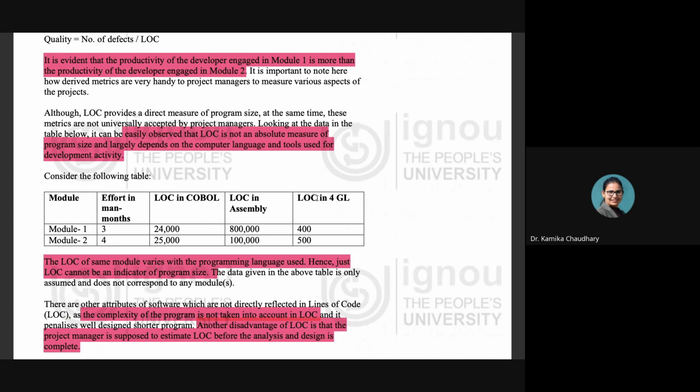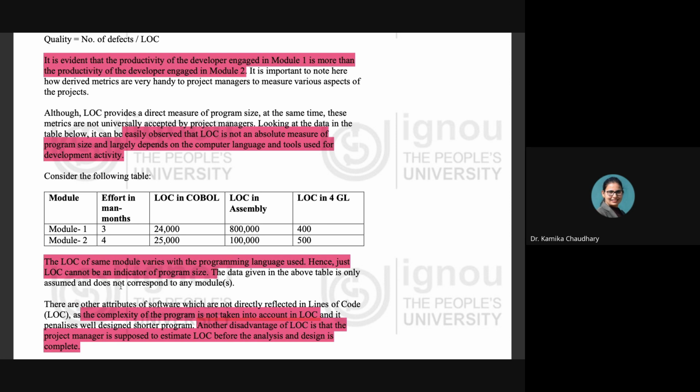And when that particular coding is done in the 4GL language, then only 400 lines of code are written. Similarly, for the development of module 2, the efforts in man months are 4, lines of code in COBOL are 25,000, lines of code in the assembly language is 1 lakh, and lines of code in the 4GL language is just 500. So just see the difference. We are developing the same software, but we are using different languages. And when we use different languages, the lines of code change in each language. So when the lines of code are changing, that is why it is not taken as the absolute measure of the program size.